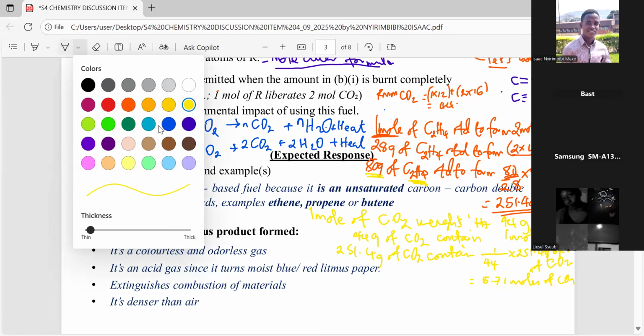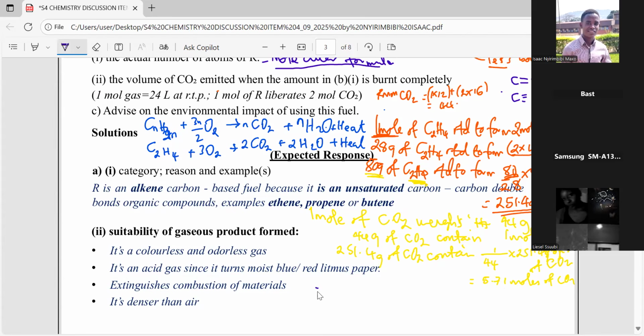So don't you think we can now convert that one to volume? Yes. What do we say? Give me the statement. 1 mole of carbon dioxide occupies, don't always use equal signs, occupies 24 liters. We're using liters because that's what they have given us in the question.